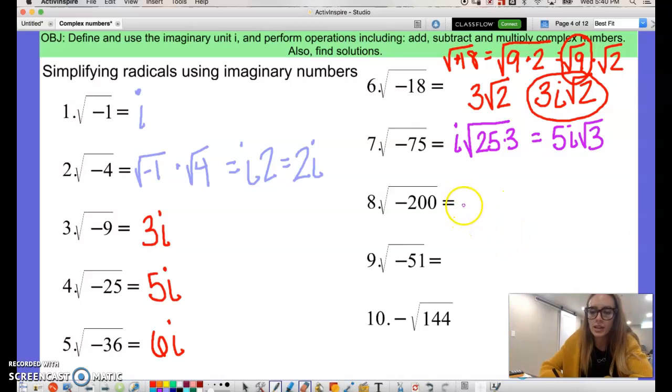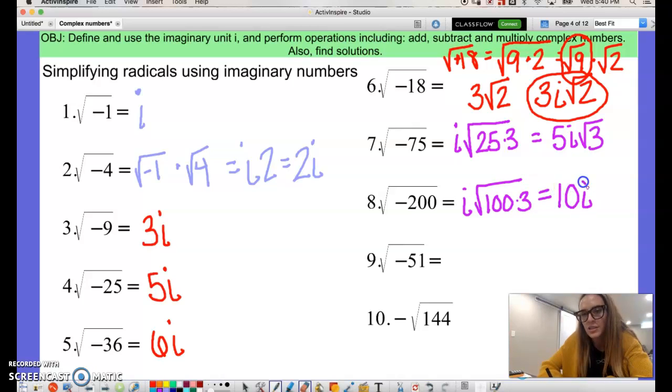Same thing down here. Again, if you want to, go ahead and pause me and then see if you get the answers right and fast forward. 200, it would be 10. So we know that it is 100. So I times the square root of 100 times 3. Well, we know the square root of 100 is 10, so we can simplify that out. So I have 10i square root of 3.